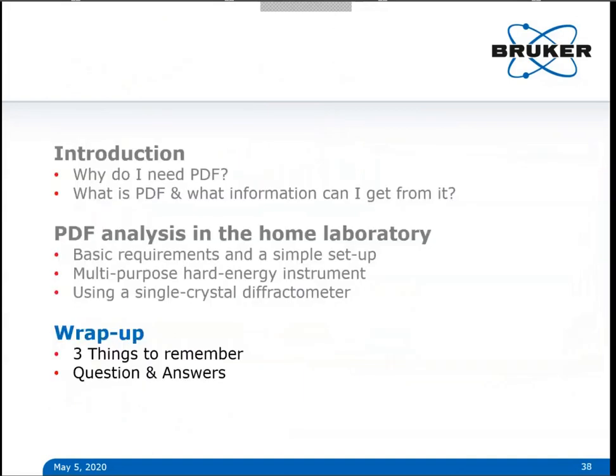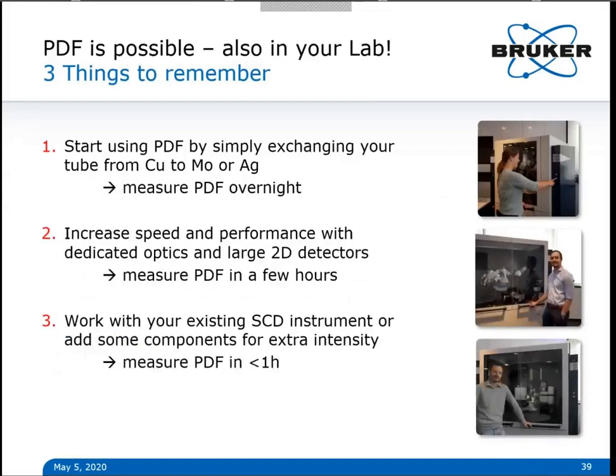Yeah, thank you, Michael, for sharing all these examples from the different lab instruments. I think it's pretty nice to see what we can do even with the different instruments and different setups, make use of what we already have and improve on it. So maybe if I can summarize just what we've seen today is, first of all, that you can get started really very easily using PDF technique in your lab. And that is just by switching your existing tube, which is most likely going to be a copper tube, to a molybdenum or maybe even a silver source. And then you have a setup that allows you to measure PDF data overnight.